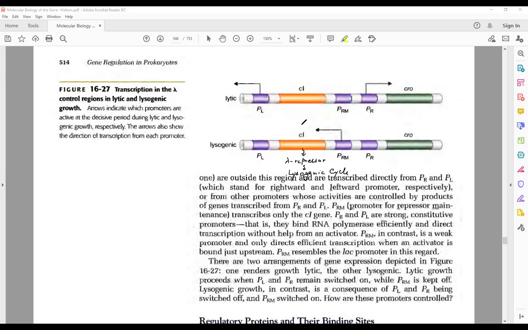So what happens here is that the CI gene is transcribed by PRM in one direction towards CI, whereas PR and PL, being the strongest promoters, will always catalyze transcription away from the CI gene. Transcription of all genes except CI.